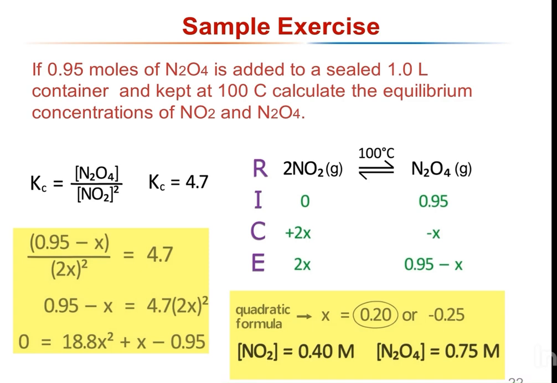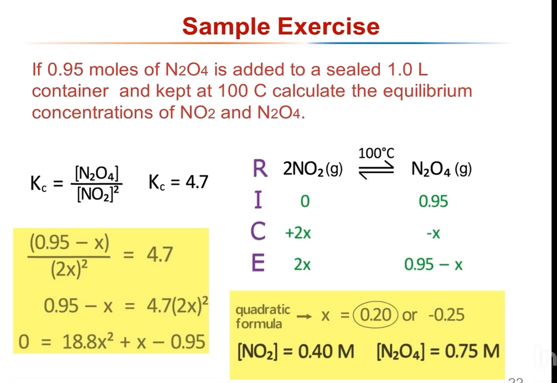If we put these expressions, as I explained, into K and make it simple by multiplying 2x by 2x, we will get a quadratic equation. By solving this quadratic equation, you will get x that is 0.2 or 0.25, which is negative. So we don't accept the negative one, and we know that the result is 0.2.